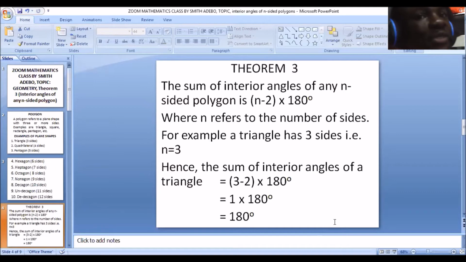Now, where n refers to the number of sides, for example, a triangle has 3 sides.